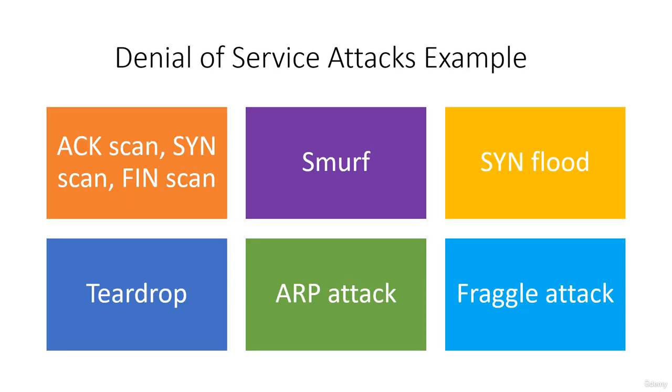So let's talk about examples of denial of service attacks. The first one is the ACK scan, SYN scan, or FIN scan. These techniques use similar approaches to check whether ports of the targets are open and can be exploited, and they are also used to gather information as well as deny services. For example, the ACK scan technique is used by an attacker to gather information about the target's firewall or access control list configuration.